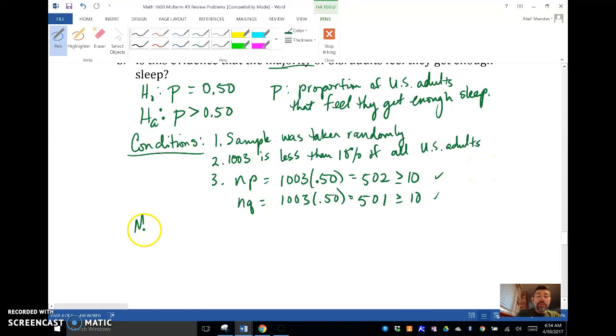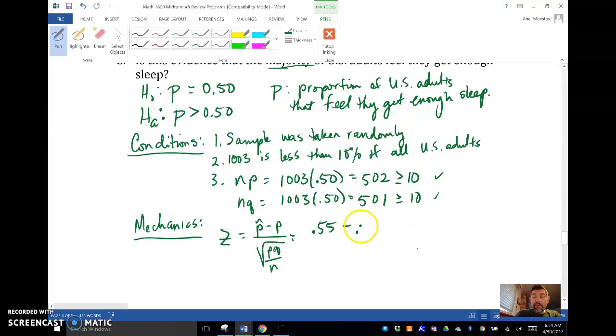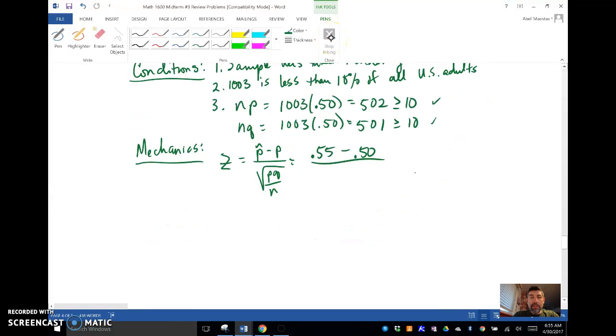So now that we know we can use a normal distribution, we're going to do our mechanics here to find our p-value. So we need to find our z-score. Our z-score is p hat minus p over the square root of pq over n. So p hat was 0.5455. And p was 0.50. Where did I get p hat from? I got p hat from up top, the confidence interval.